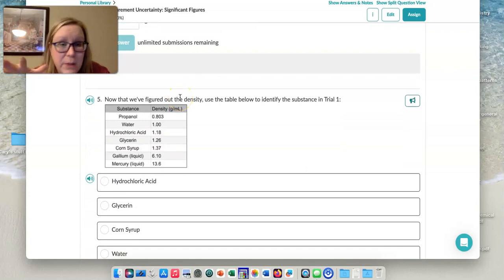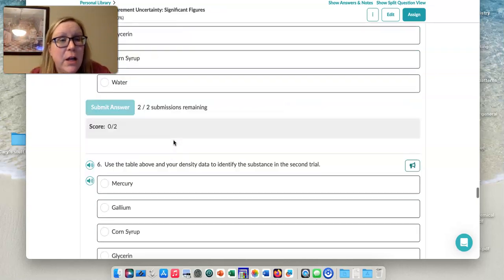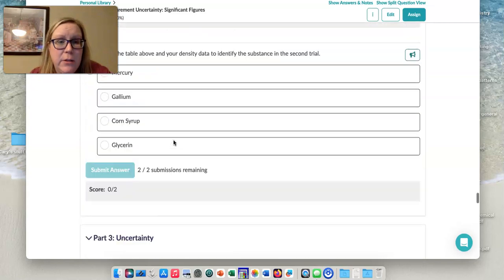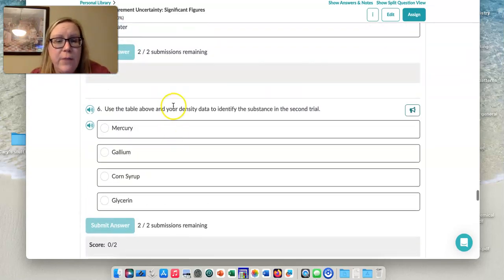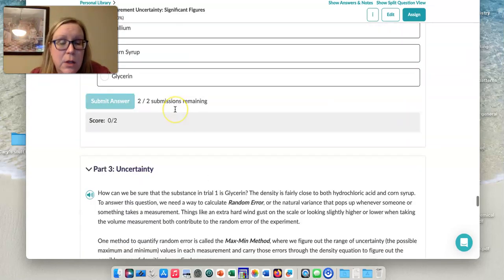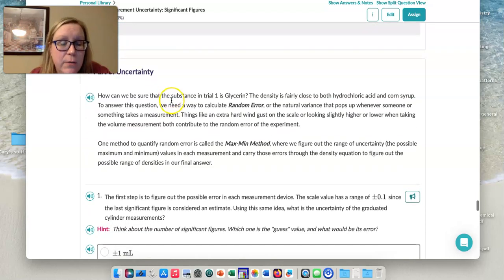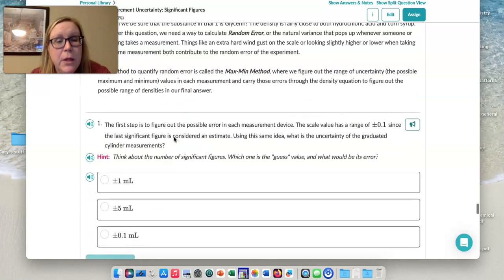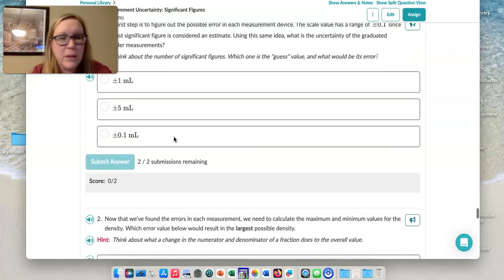Now, once you've figured out the density, you are going to use the table here to identify the substance in trial 1, and then you're going to come down here and identify the substance in the second trial. The next part of the questions are about uncertainties and errors that we have in measurement, and so you will read these and answer those, but they're pretty straightforward. As always, feel free to reach out if you have any questions.